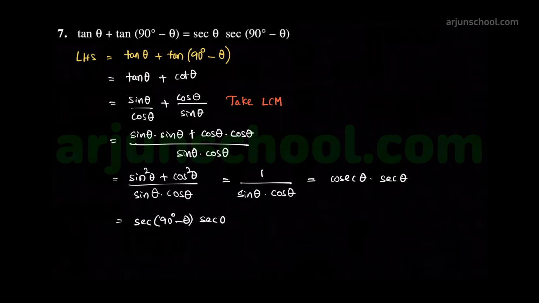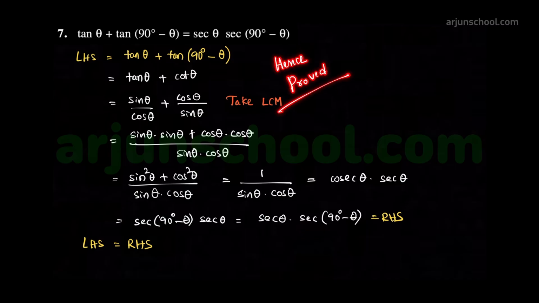into secant theta. Let us rearrange the terms. That is equal to secant theta into secant of 90 degrees minus theta, which is equal to the RHS. LHS is equal to RHS. Therefore, we have proved that tan theta plus tan of 90 degrees minus theta is equal to secant theta times secant of 90 degrees minus theta.